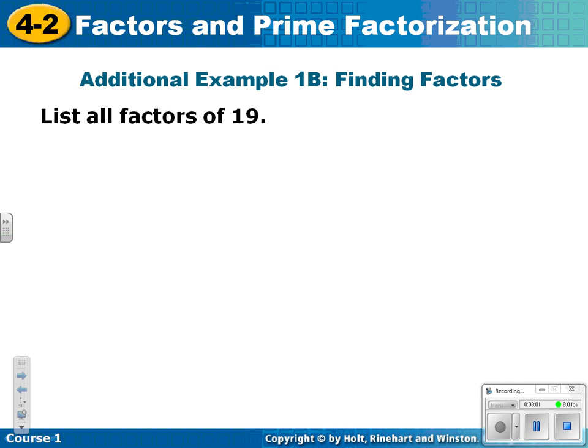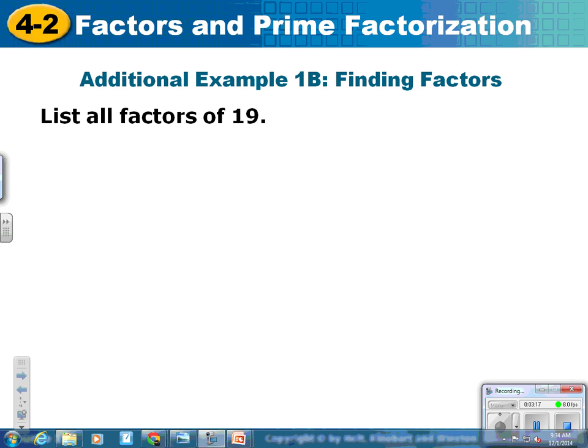On your whiteboards, I want you guys to list all the factors of 19. So basically, you need to come up with all the numbers that, when multiplied together, equal 19. Yeah, that's it. That's all. Good. 1 and 19. That is all. There are no other numbers.